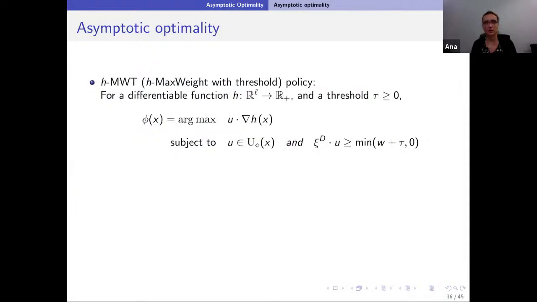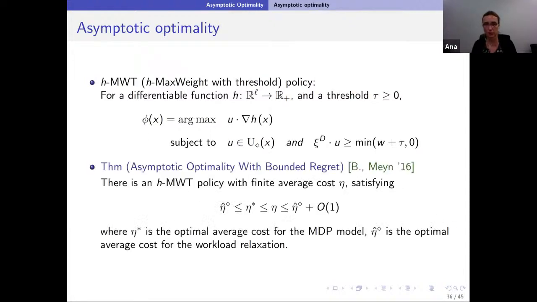Okay. So under these conditions, we can show that there is a policy that has a bounded regret in terms of delta. This policy is of H max weight type with threshold. So what does that mean? We have a function H that is differentiable and a given threshold. And then we are taking the arg max with respect to the gradient of my function H. But we have a condition that basically describes when we are authorized to do idling in our system.